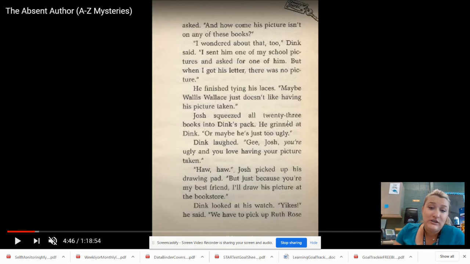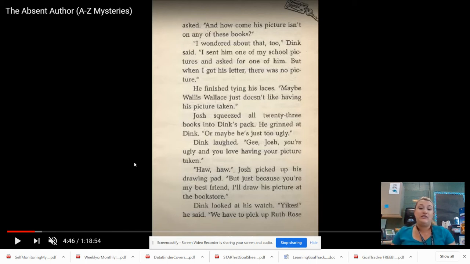Maybe Wallace Wallace just doesn't like having his picture taken. Josh squeezed all 23 books into Dink's pack. He grinned at Dink. "Or maybe he's just too ugly." Dink laughed. "Gee, Josh, you're ugly and you love having your picture taken." "Ha ha," Josh picked up his drawing pad. "But just because you're my best friend, I'll draw this picture at the bookstore."